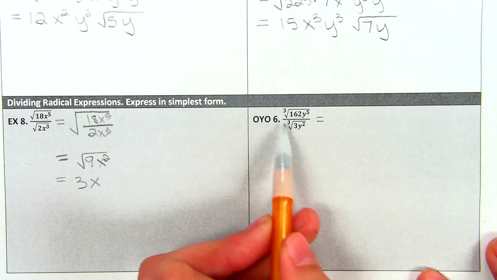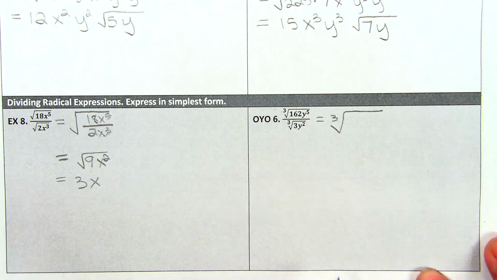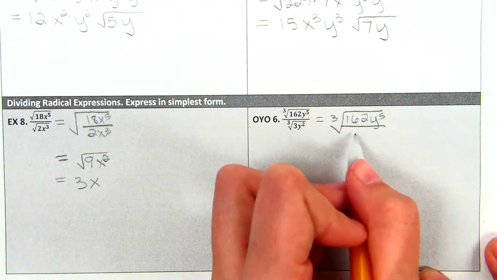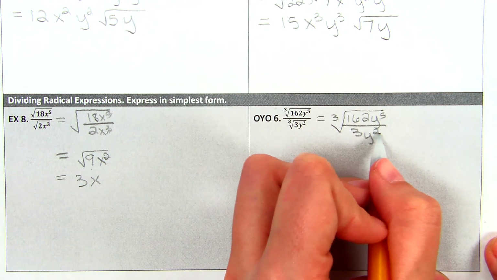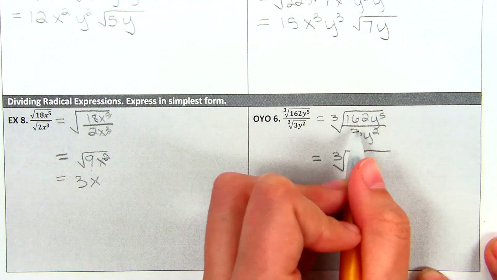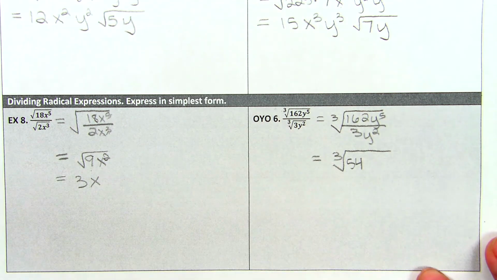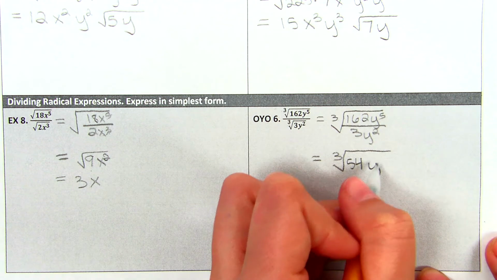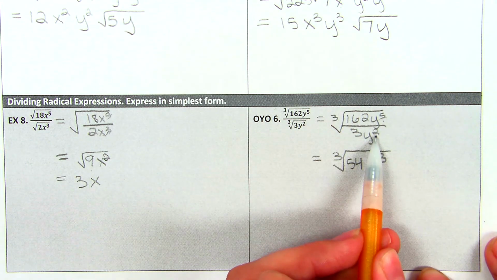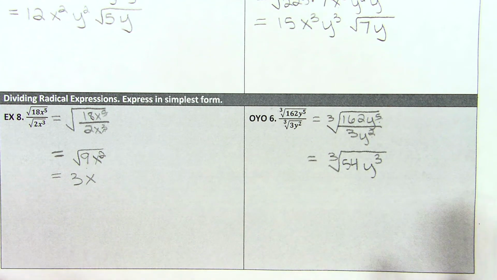Since they do both have the same index, we can write this as one radical together. So we have 162 y to the 5th divided by 3y squared, which means we have the cube root. 162 divided by 3 is actually 54. And then we have y cubed, because y to the 5th divided by y squared, subtract those two exponents, gives us y cubed. Now we want to try to simplify this.